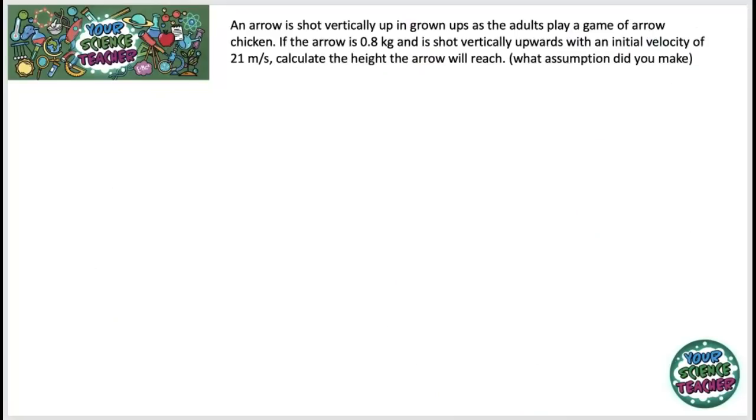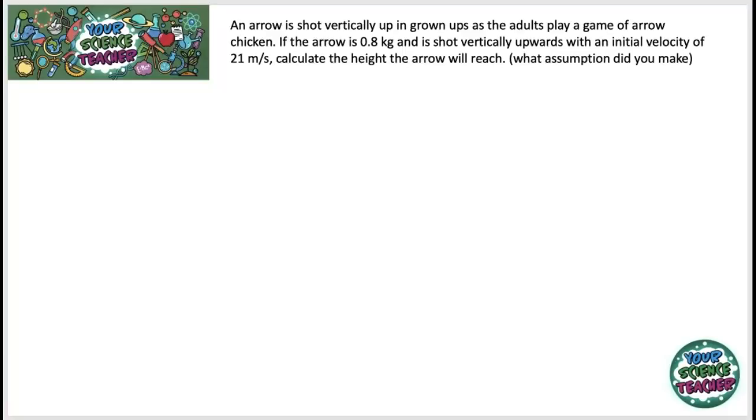Now, something I think they will also do in your exam for the higher tier pupils is they will combine equations and hope that you are able to make assumptions. And here's an example of a question in which you need to use two equations in order to calculate your answer. And you need to know about the transfer of energy between different stores. Now, the way I always do an equation question is I write out what I know first. Here it says that an arrow is shot vertically up as adults play a game of arrow chicken.